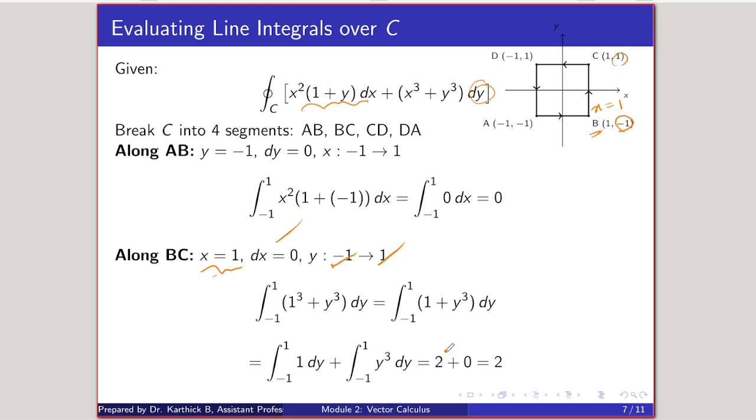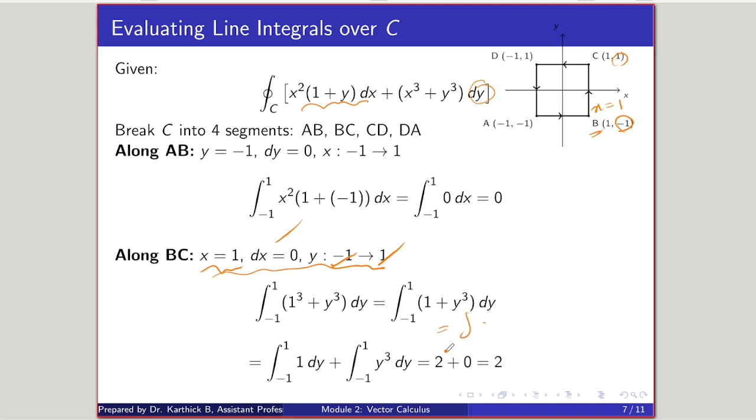I have to substitute these limits into the given problem, and I will get the value as 1 cube, since x will be 1. For y, I don't know the value of y, I know only the limits, minus 1 to plus 1. So y cube will be there, then 1 plus y cube dy. Then we can split the integral. It is a constant, so I may keep it as a constant.